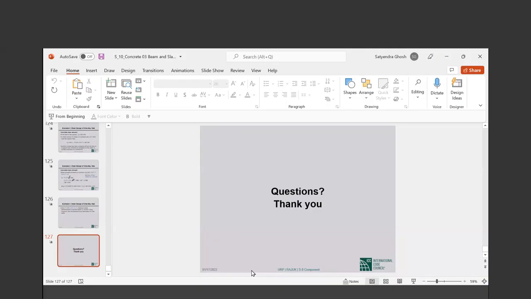Okay, Dr. Ghosh. So are deep beams or transfer girders safe for earthquake zones, especially in a severe zone or moderate zone like in Bangladesh? That is a very good question.